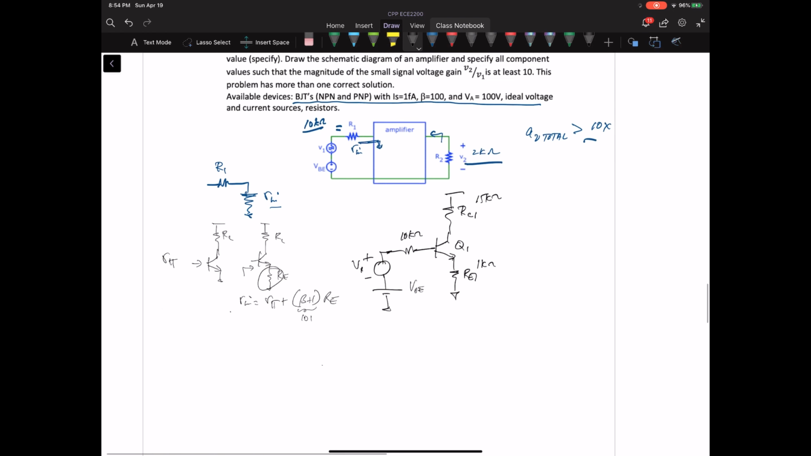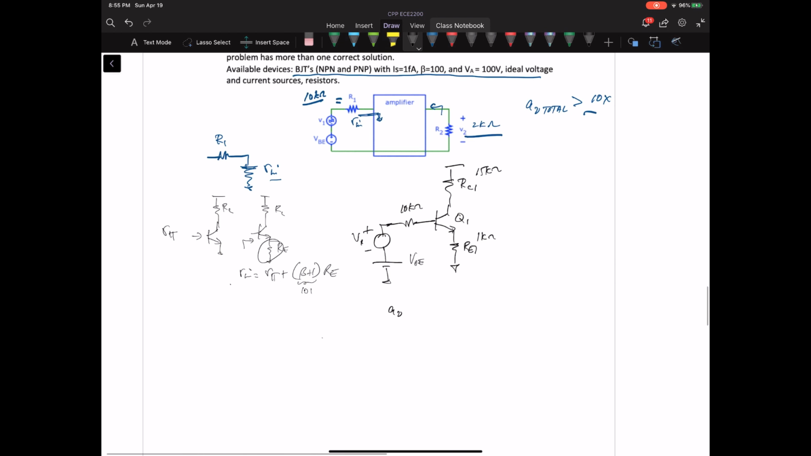Remember, the gain of this one, let's call it AV1, is R sub C, or the total resistance on the collector. So it'd be R sub C in parallel with whatever is driving. So if I was going to drive R2 directly, it'd be RC in parallel with R2 over 1 over gm1 plus RE1.